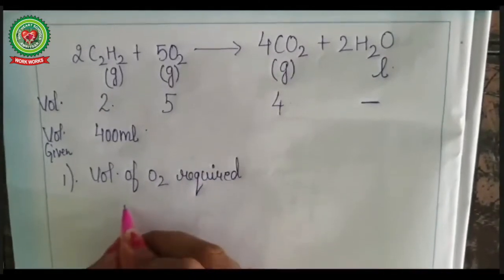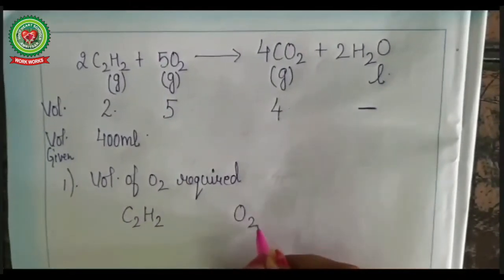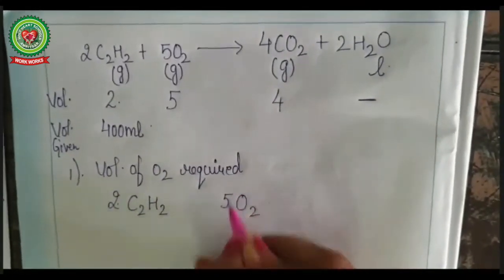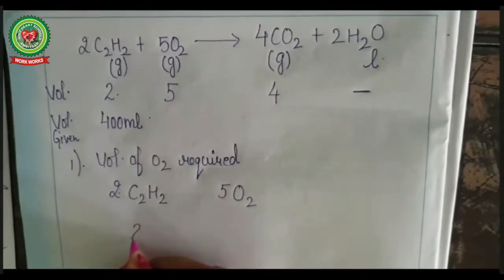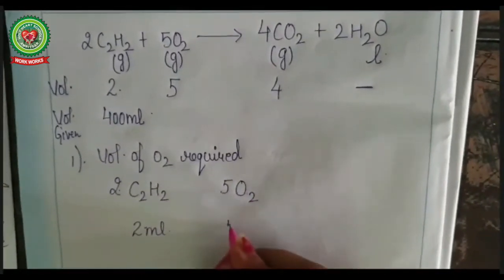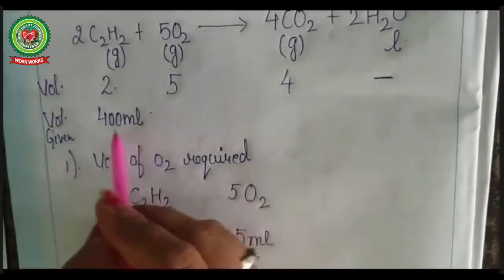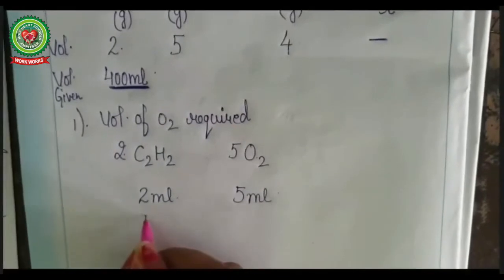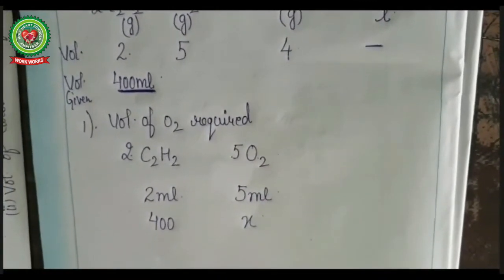So in this, we are going to use ethyne and oxygen. 2 mole of ethyne is reacting with 5 mole of oxygen. It means what volume of ethyne we are using? That is 2 ml. And the volume of oxygen required for this reaction is 5 ml. So the value that is given to you in the numerical is 400 ml of ethyne. So 400 ml of ethyne will require how much oxygen, that we had to calculate.